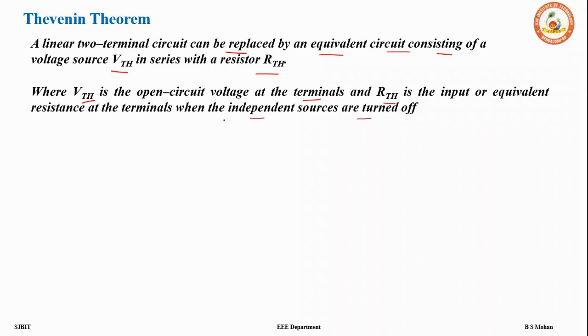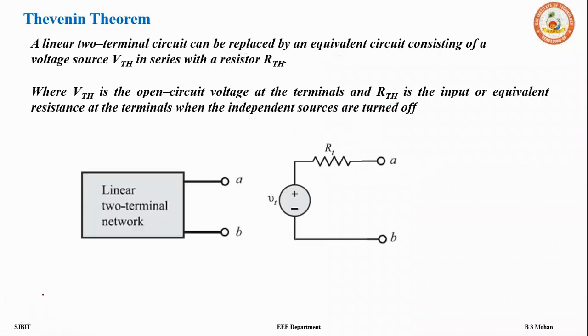Whenever we have only independent sources, without dependent sources, I would coin them as type 1. When we have independent plus dependent sources, I coin them as type 2. The type 2 problem is what we'll discuss here. This two-terminal network can be replaced by a Thevenin equivalent, and whatever the load parameter is, we can connect it across and find the unknown parameter.